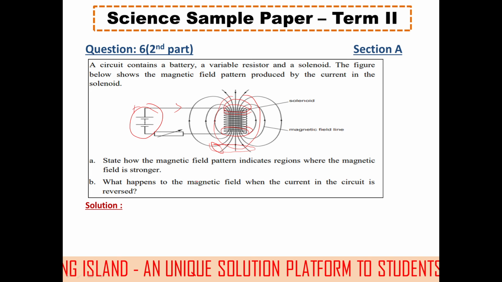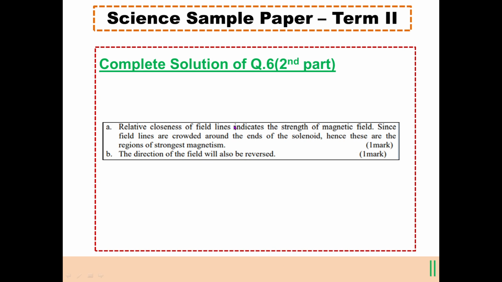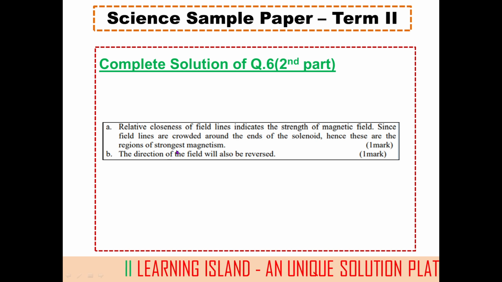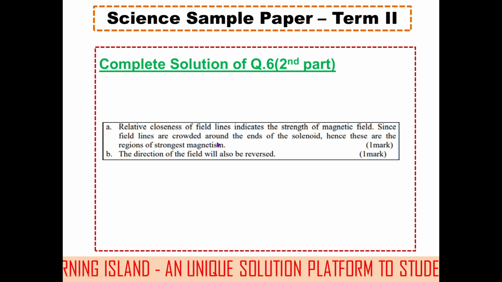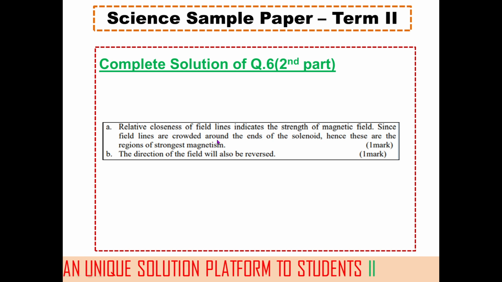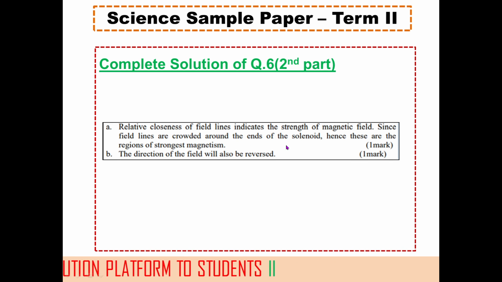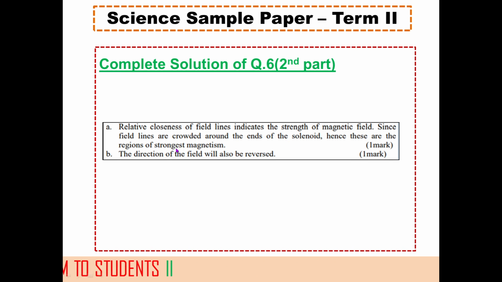Now what happens to the magnetic field when the current in the circuit is reversed? Obviously, if the current is reversed, then the direction of the magnetic field will be reversed. So this is the answer. Let us see the final answer here. The relative closeness of the field lines indicates the strength of the magnetic field. Since the field lines are crowded, that is, concentrated around the ends of the solenoid, these are the regions of stronger magnetism. The direction of the field will also be reversed.